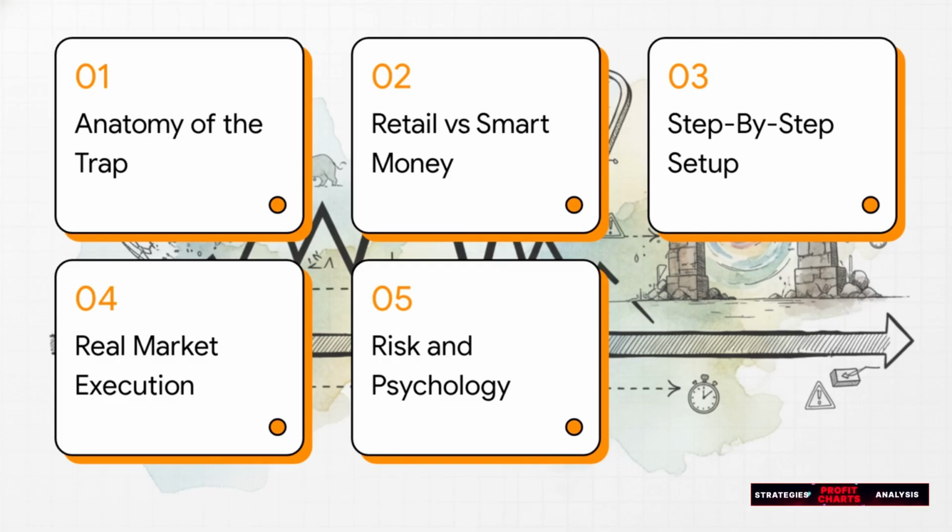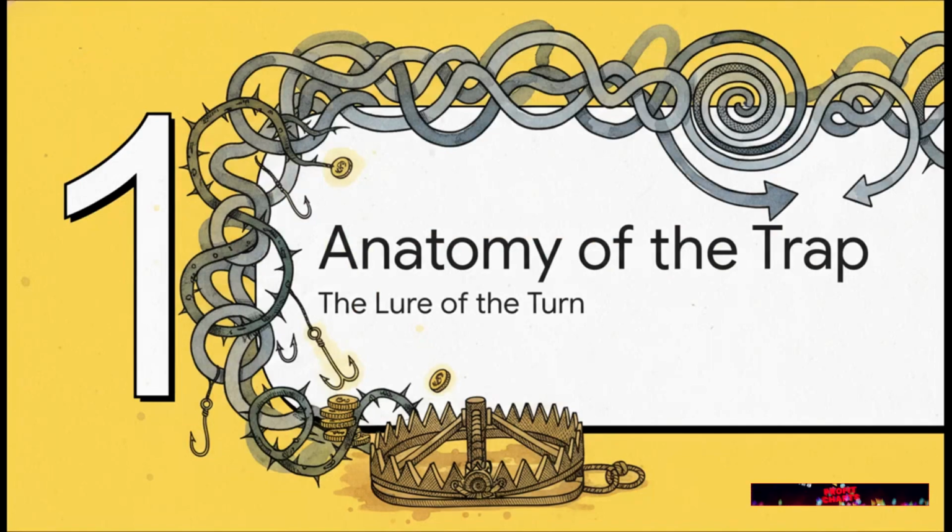First, the anatomy of the trap. Second, retail versus smart money. Third, the step-by-step setup. Fourth, real market execution. And finally, risk and psychology. Let's get to it. Okay, Section 1, Anatomy of the Trap, and the Lure of the Turn.